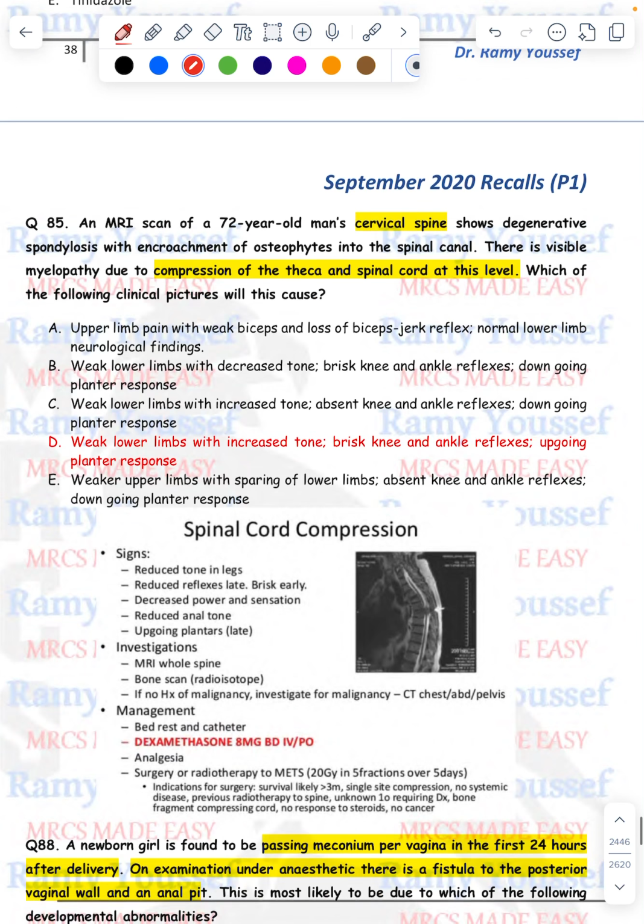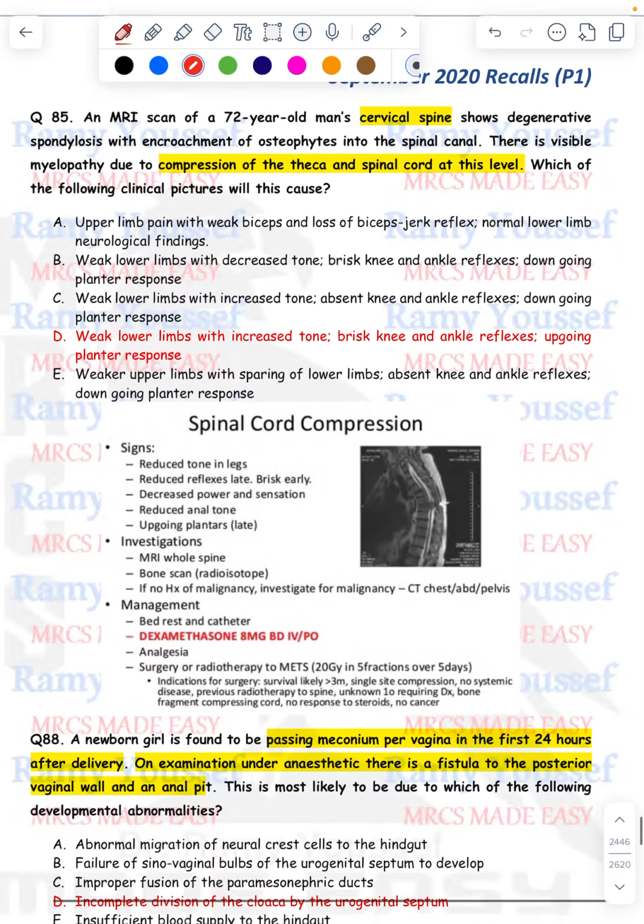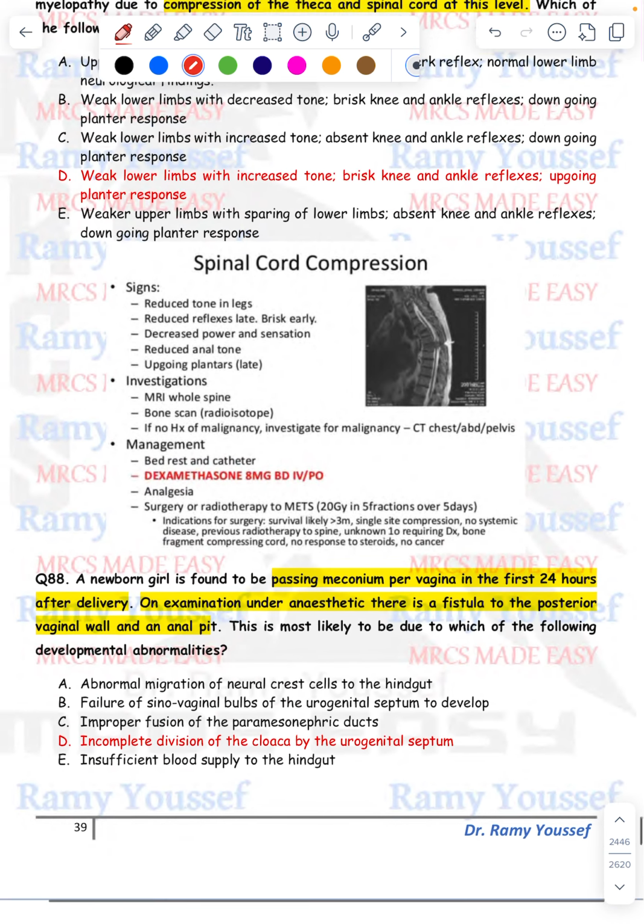A newborn girl passes meconium per vagina in the first 24 hours. Examination under anesthetic shows a fistula to the posterior vaginal wall. This is most likely due to developmental anomaly: the cloaca, imperforate cloacal vaginal septum.